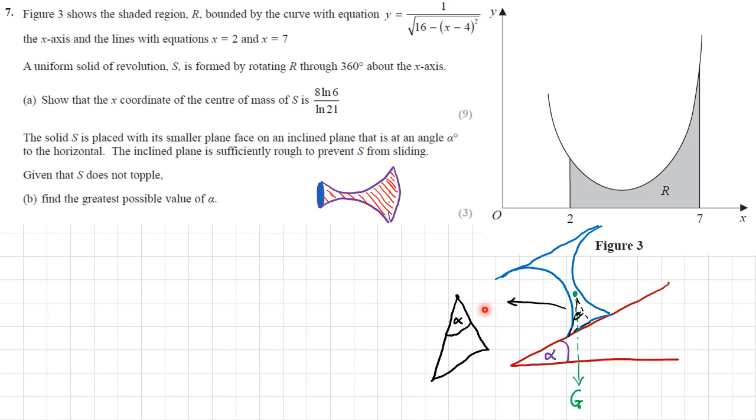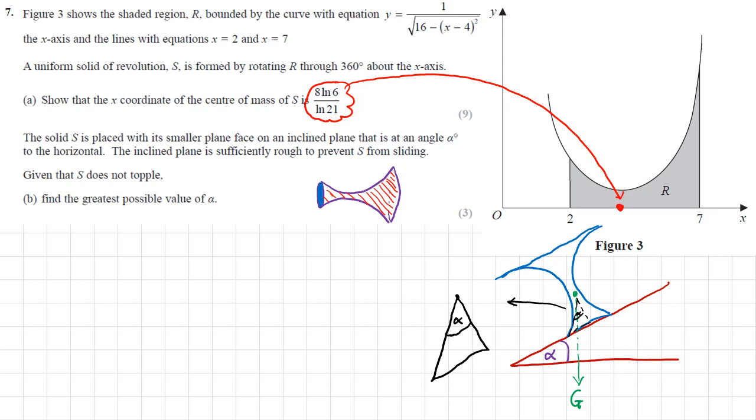So I've zoomed in on it a bit. Imagine this triangle here, that's where the centre of mass is. I want to find this angle, so I need to find at least 2 of the lengths in this triangle. Now in part A, I found the centre of mass, which was this 8 log 6 over log 21, and that's about 4.7 something. So it's going to be, I don't know, roughly at this point here.